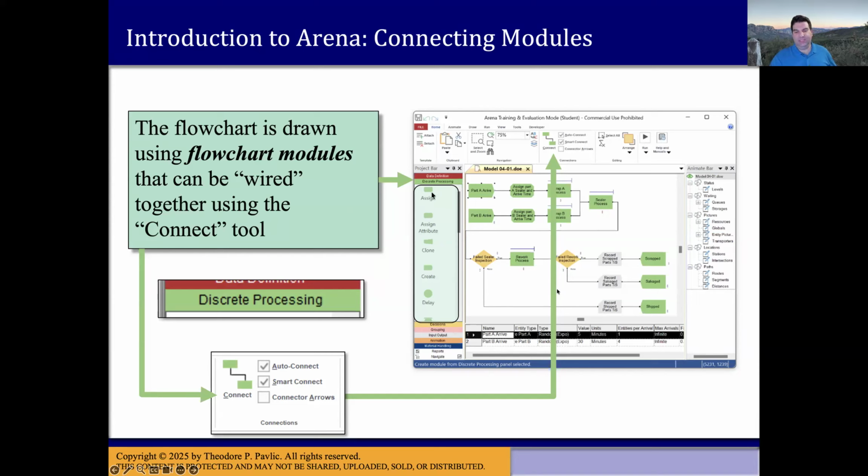So most of the modules that you need are under this discrete processing. Notice that they're all color-coded. In this particular model here, most of these are green. All of these green ones come out of discrete processing. There's also these orange ones. They'll come out of decisions. And then there are these gray ones, which will come out of input-output. We're going to get to those in just a few slides.